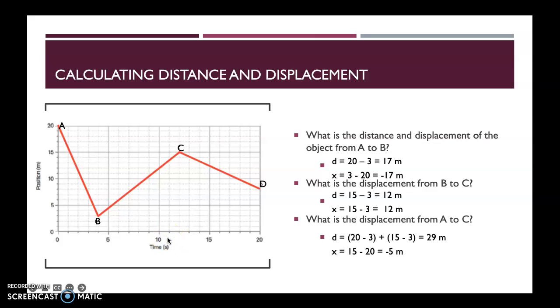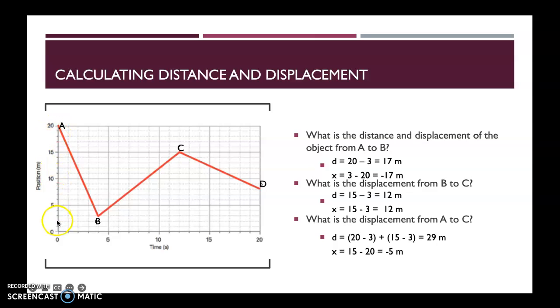All right, you should have had that the distance would be 29 meters because we went a total of 17 and then a total of 12, so that's 29 meters total. And then for my displacement, my final position is 15, my initial position was 20, so 15 minus 20 gives me negative 5. So that's how we can go about and find distance and displacement using a position time graph.